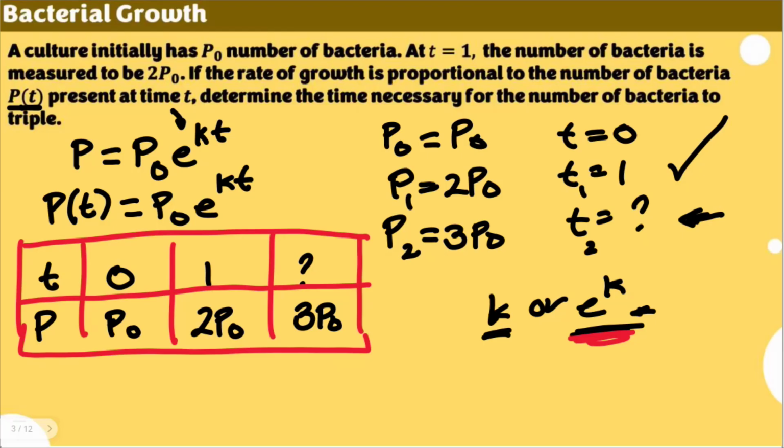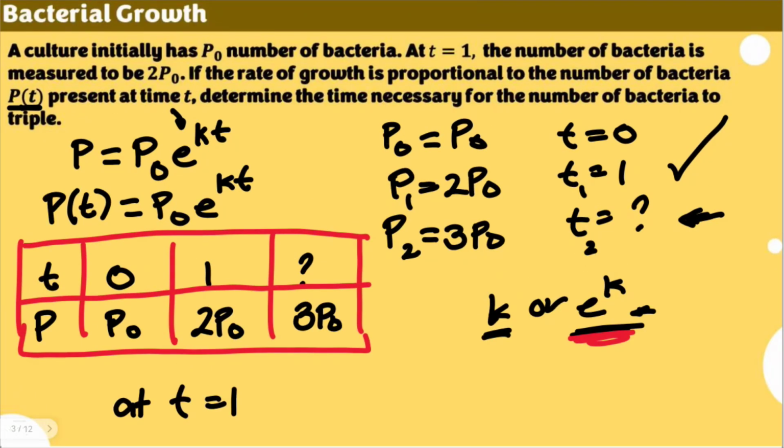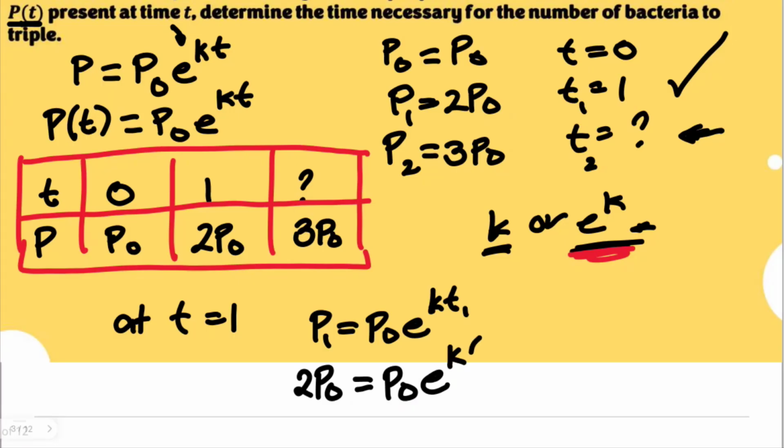So this is how I will solve this problem. Initially at t is equal to 1, okay? So probably it's number of hours, right? It's not given as hours, but at least it's given as time. So we are given P is equal to P sub 0 e to the power of kt, which is identified as, at t is equal to 1, twice P sub 0. That's t is equal to t sub 1, so you have here P sub 0 e to the power of k times 1.